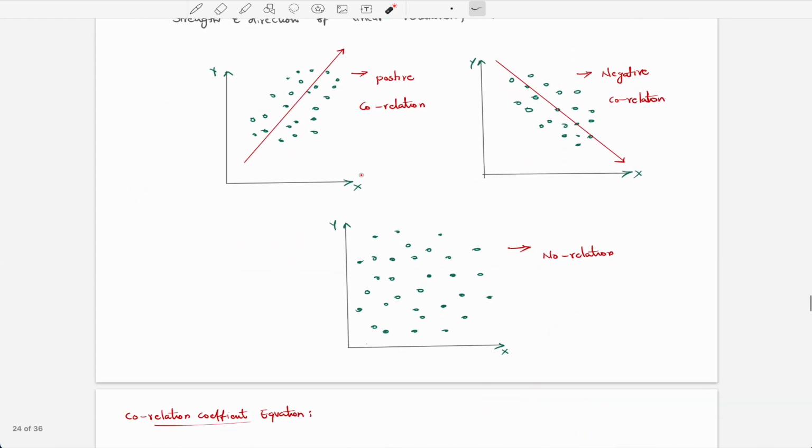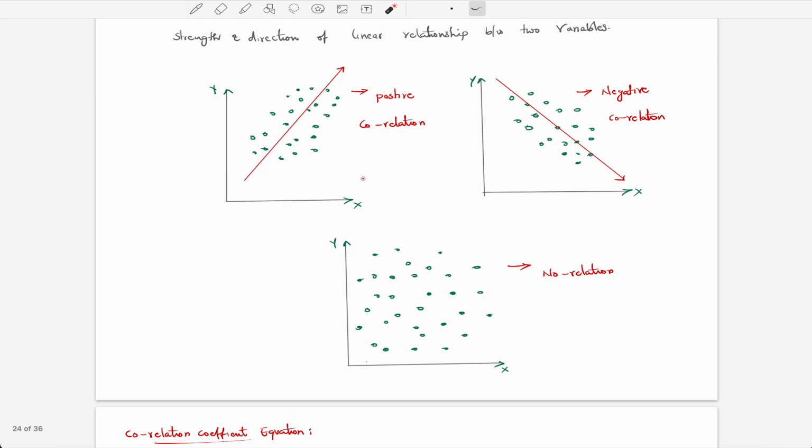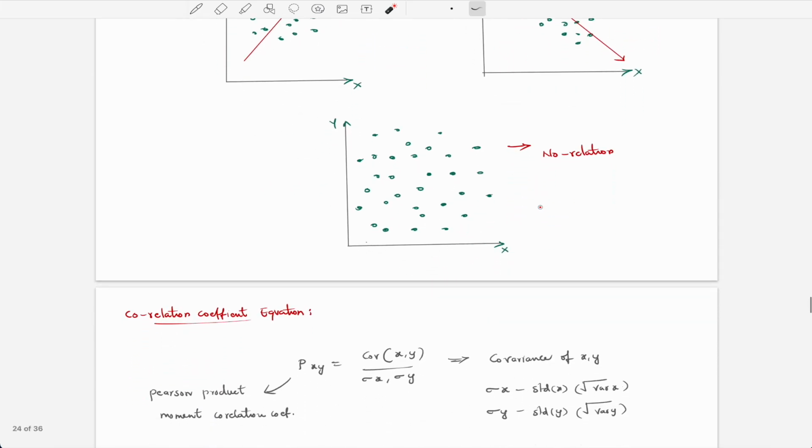So I have given a detailed graph over there, a geometric intuition about this. If the data points are in a positive direction, then we simply call it a positive correlation. If the data points are in a negative direction, then we call it a negative correlation. If there is no relationship, if the points are spread out, then we simply say they have no relationship, right? So I hope you understand this.